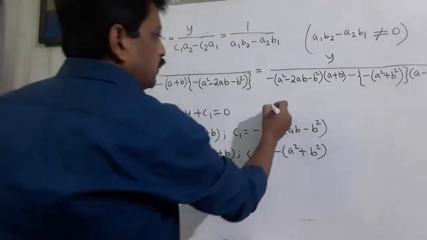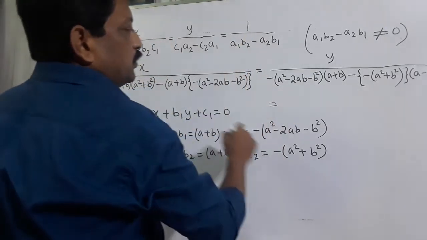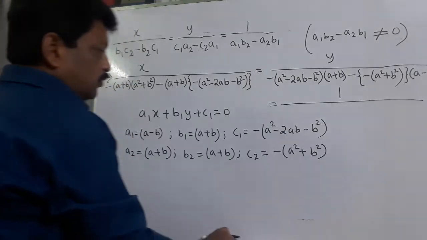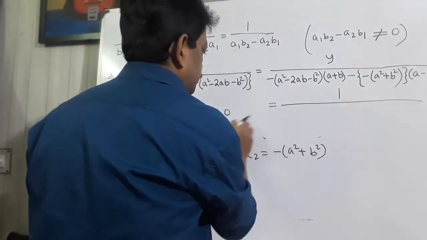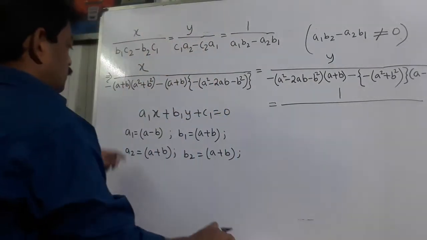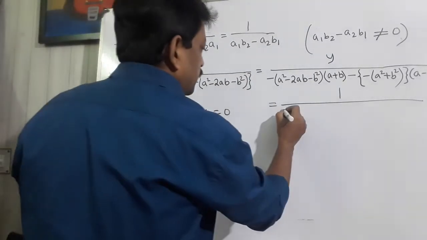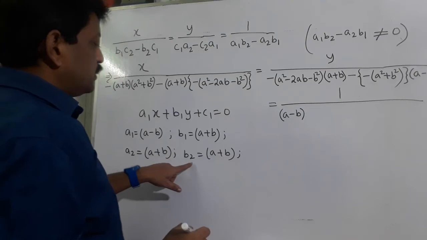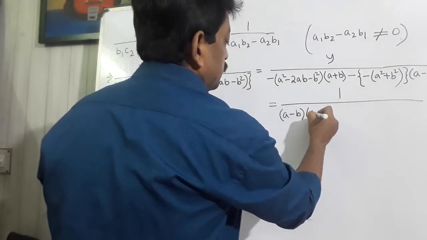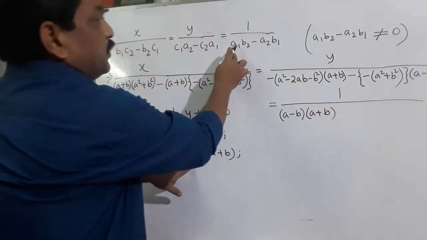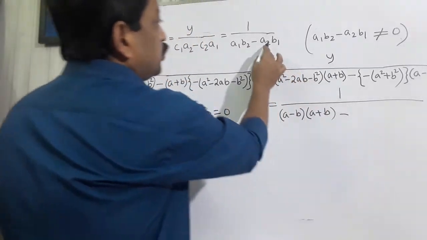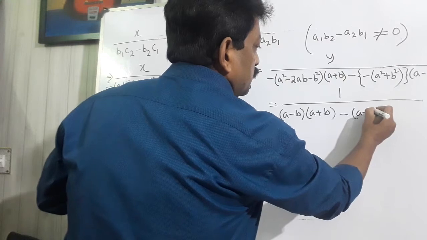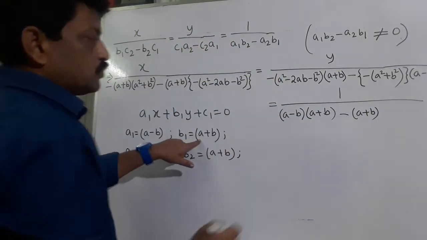Equals 1 by (a1b2 minus a2b1). So a1 is a minus b and b2 is a plus b. In a1b2 minus a2b1, a2 is a plus b, and b1 is also a plus b.